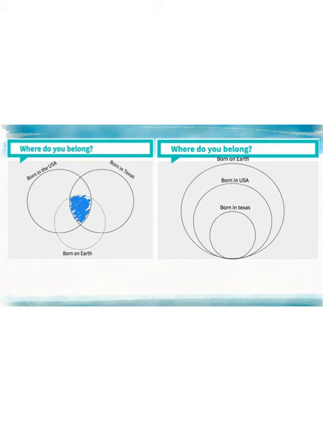Now let's say I was born in Florida. So that means I was not born in Texas, but I was still born in the USA, and I am still born on Earth. So that would mean I would be a part of both the born in the USA and born on Earth circle.